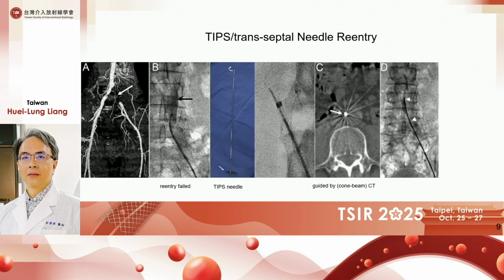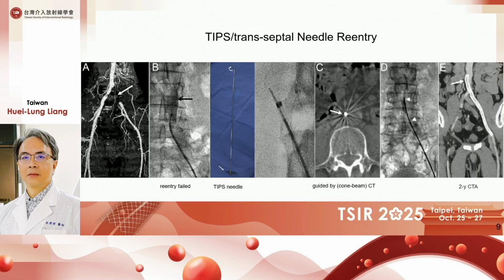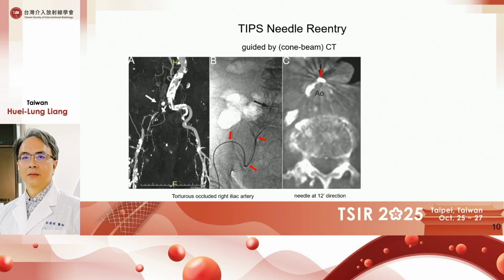Then what we had to do was to rotate the tip needle to the 3 to 4 o'clock direction and push forward the needle tip through the intimal flap into the true lumen of the abdominal aorta. The 2 years follow-up CT after stent graft placement showed good patency of the stenting vessels.